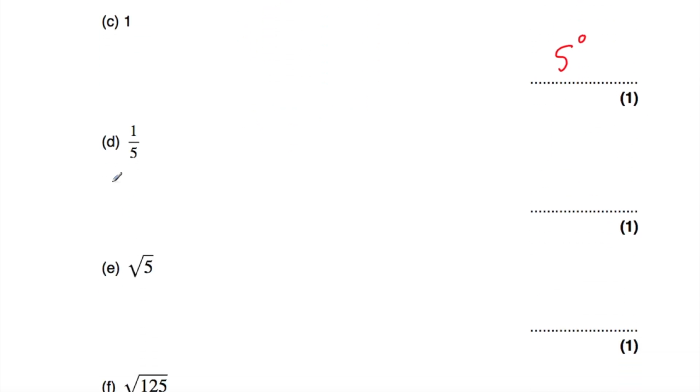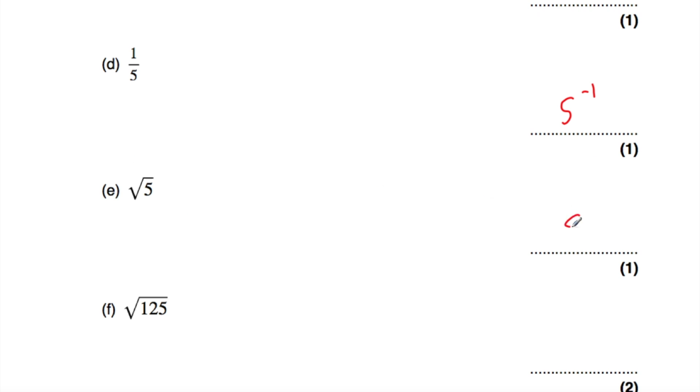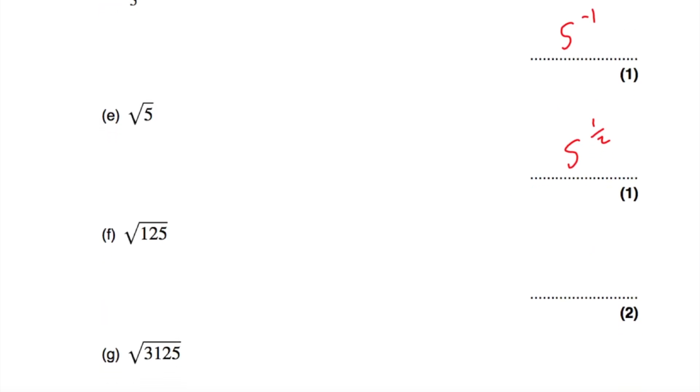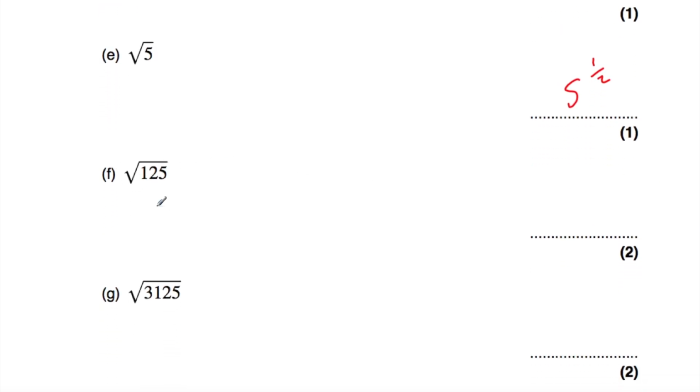Okay, our next one, 1/5. Well, that'll be 5 to the power of negative 1, because remember, to the power of negative 1 means the reciprocal. So the reciprocal of 5 is 1/5, or it's just 1 over 5. Our next one, the square root of 5. Well, that'll be 5 to the power of a half, because if you do to the power of a half, you square root it.